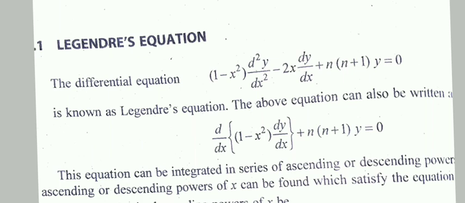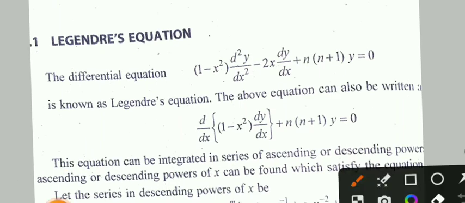Legendre equation. The main form of the Legendre equation is given as (1 minus x squared) d²y/dx² minus 2x dy/dx plus n(n plus 1) y equals 0. We can write this equation in this form: the derivative of (1 minus x squared) dy/dx, plus n(n plus 1) y equals 0.